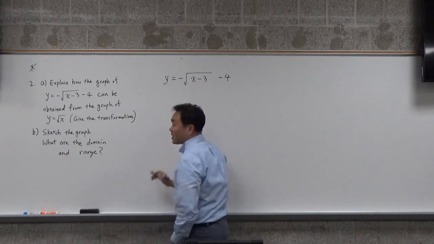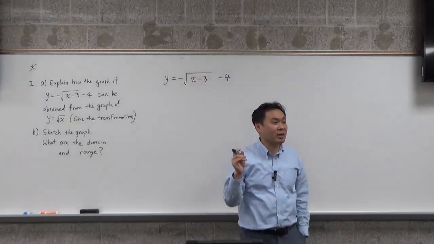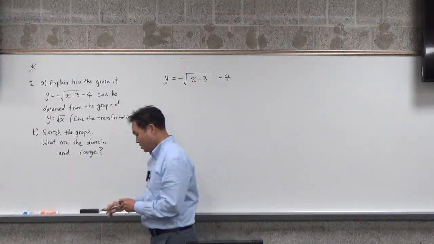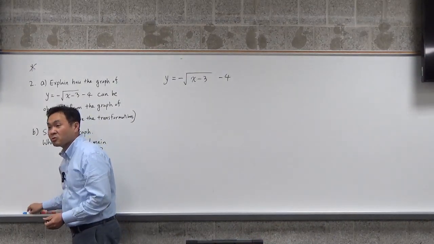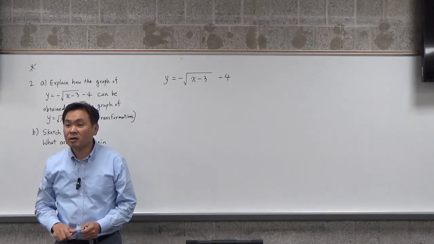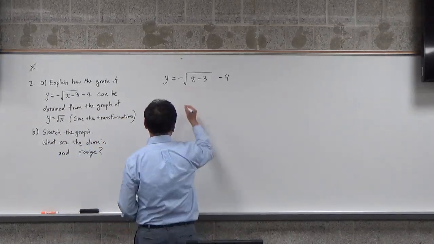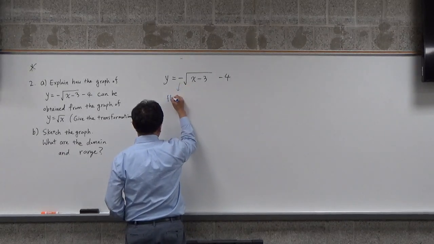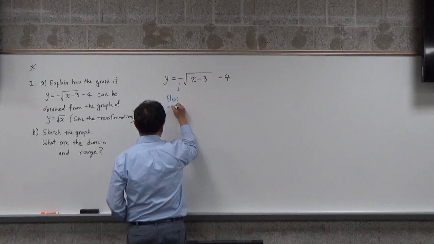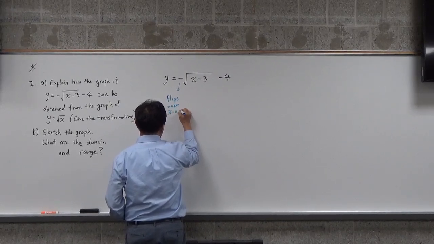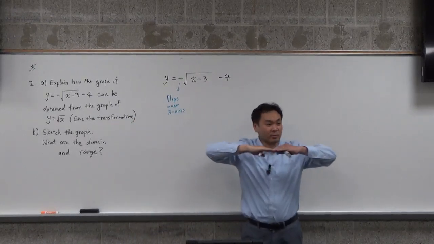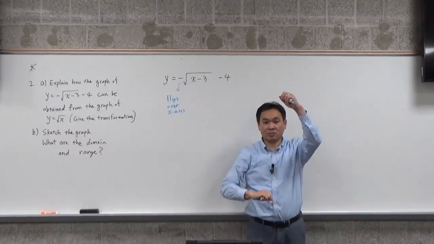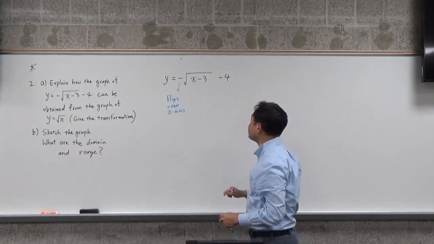So first of all, this minus, what does that minus do? If you have a minus in front of the function, what does it do? It flips which direction? Upside down, right? It flips upside down. So this one here flips over the x-axis. See, the x-axis is this, so if you flip over the x-axis, that means it's flipped upside down, okay?